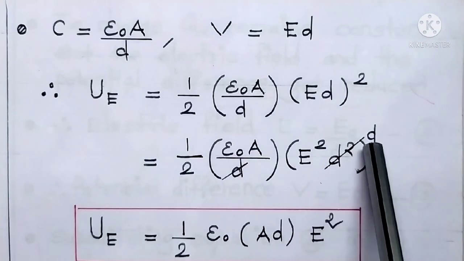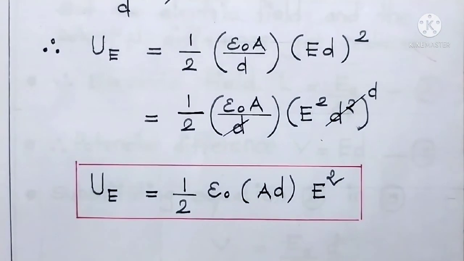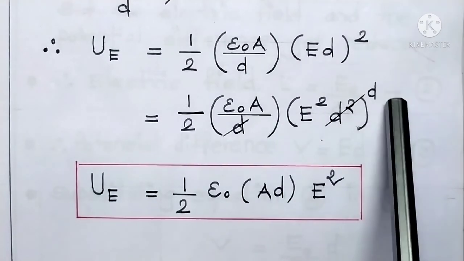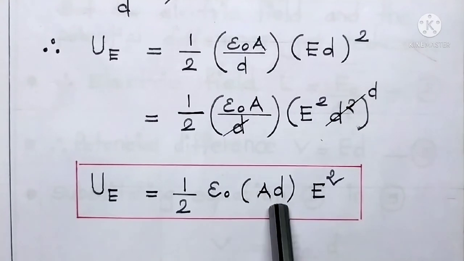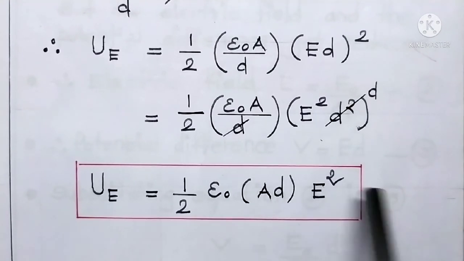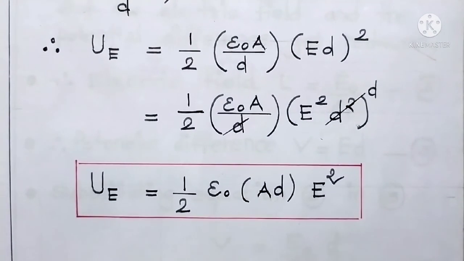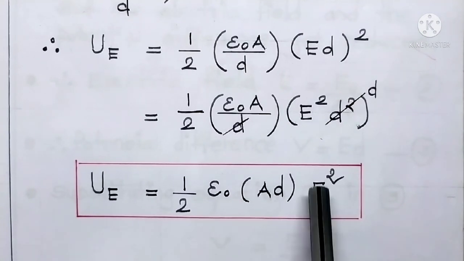So in the next step, half epsilon naught A by D into E squared D squared. This D and this D squared get cancelled. So we get D over here. So in the next step, UE is equal to half into epsilon naught, and this A and D, I have written within brackets, so AD, and finally E squared. So this is the expression for potential energy: UE is equal to half epsilon naught AD into capital E squared.